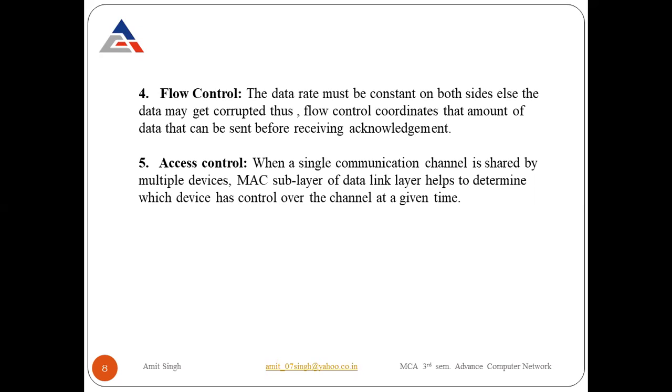Suppose we have 5 systems who want to send their data, and the communication link is single. What will happen? Only one system is able to send data at a time. So it is the responsibility of the MAC sublayer of the data link layer to give access to that transmission media to a particular system. This is called access control. Clear? To whom it gives the access is the control of that access of the communication channel.